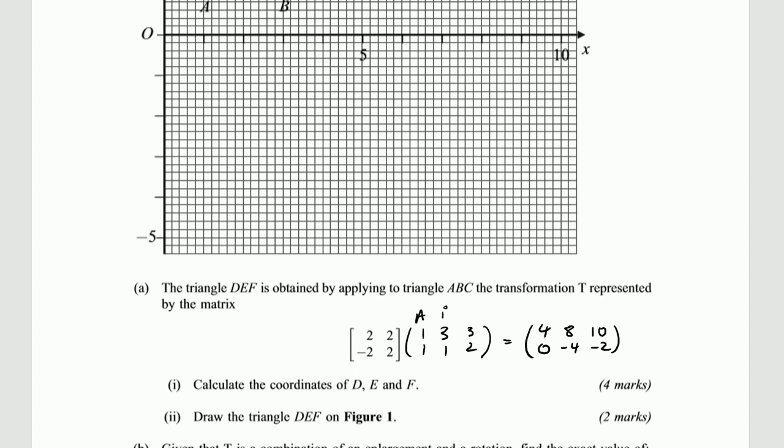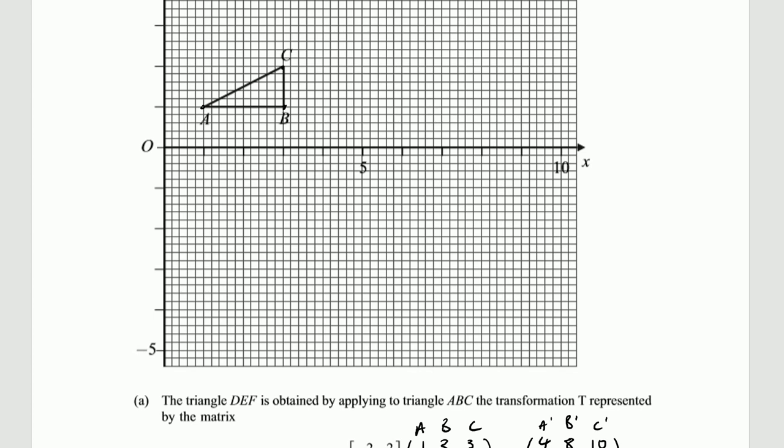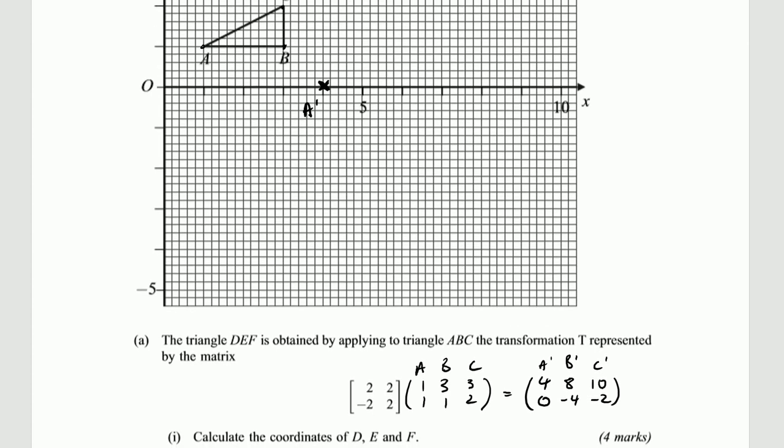So if these were the coordinates of A, B, and C, these are going to be the images of A, B, and C. So I need to now plot 4, 0 for where A ends up going. So that is here, A dash. I need to plot 8, minus 4, and that's where B ends up. So 6, 7, 8, and then down to minus 4, which is here, I believe, if I've got my scale right. That's where B ends up.